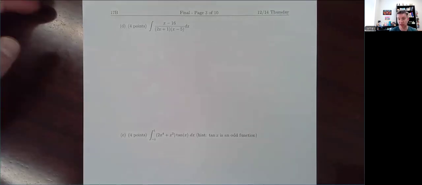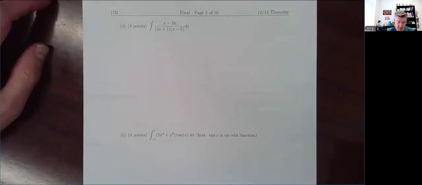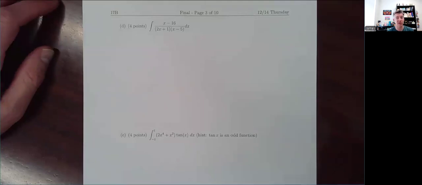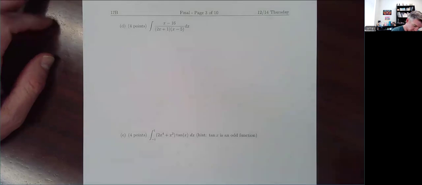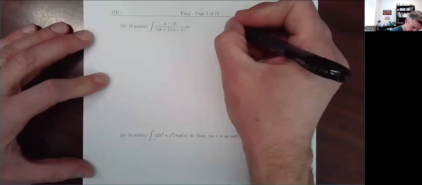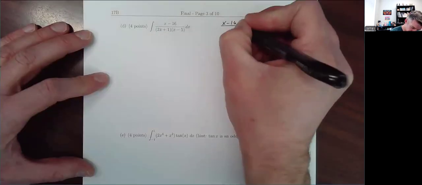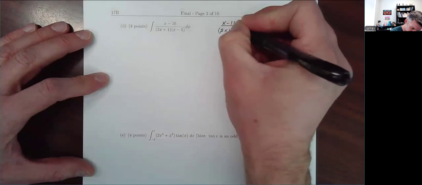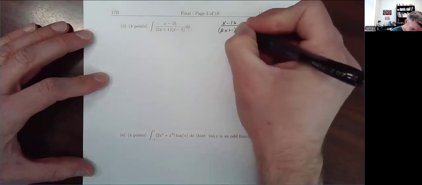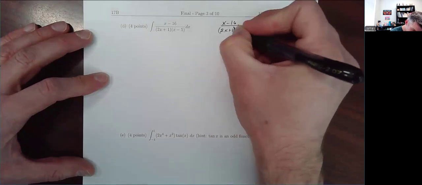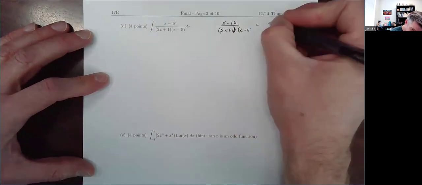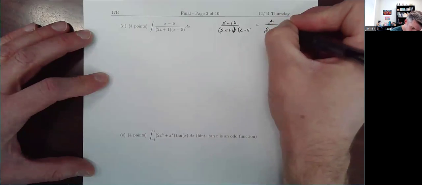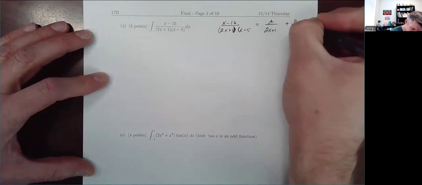To me, this certainly looks like a partial fractions kind of problem, right? The denominator is already factored. It's a really good clue that it's partial fractions. So we're going to say that x minus 16 over 2x plus 1 times x minus 5 is equal to A over 2x plus 1 plus B over x minus 5.